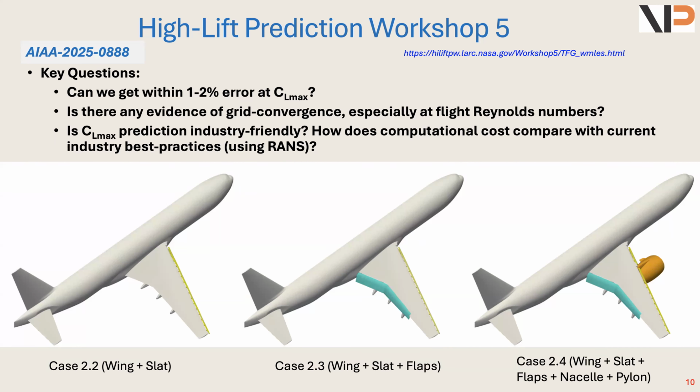It's not only a question for wall model LES, it's a question for RANS and hybrid RANS-LES. And the other thing I tried to push is, is there evidence of grid convergence? And what are we going to do at the flight Reynolds number? This test case was at 5.49 million Reynolds number, and the goal for case 3 is 16 million and 30 million Reynolds number based on mean aerodynamic chord.